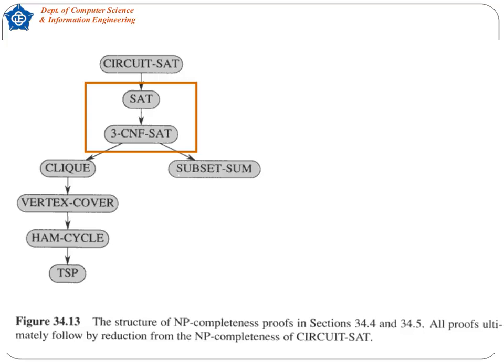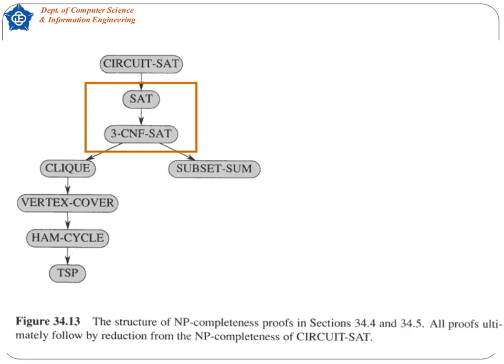Building on what we've covered, let's walk through this diagram step by step. At the very top sits circuit SAT, which we reduce to SAT and then transform into 3CNF SAT. Notice that this conversion is highlighted in the center as our pivotal move. From 3CNF SAT, the diagram branches off in two directions. On the right, we go straight to subset sum.